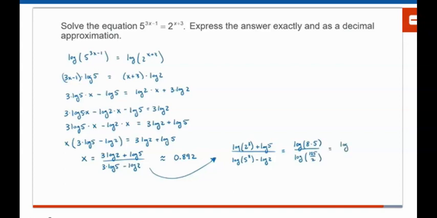So you could rewrite this as the log of 40 over the log of 125 over 2. This is an equivalent exact answer for this logarithmic equation.